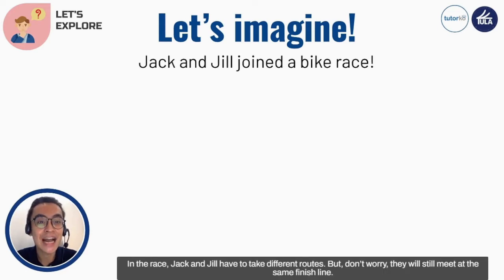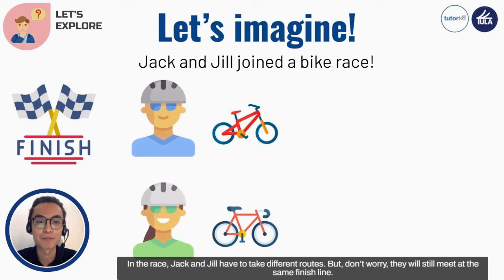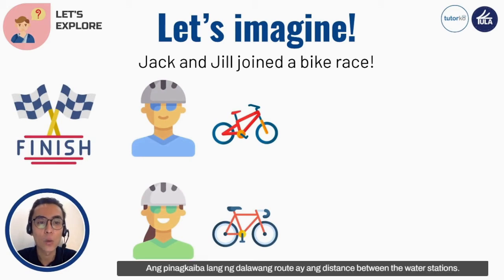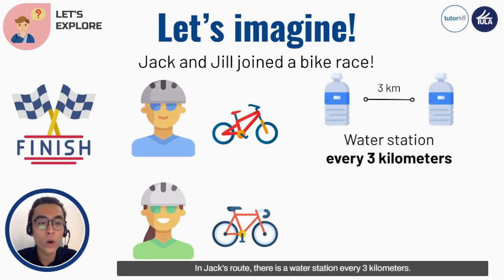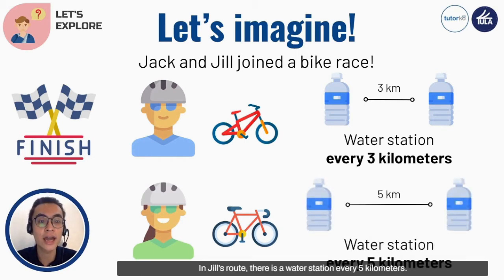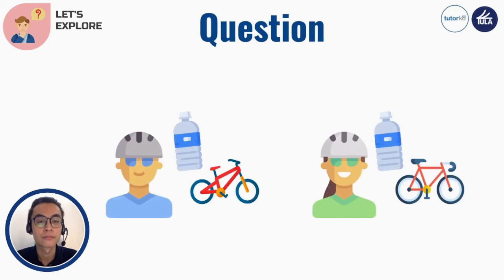In the race, Jack and Jill have to take different routes. But don't worry, they will still meet at the same finish line. Ang pinagkaiba lang ng dalawang ruta ay ang distance between the water stations. In Jack's route, there is a water station every 3 kilometers. In Jill's route, there is a water station every 5 kilometers.